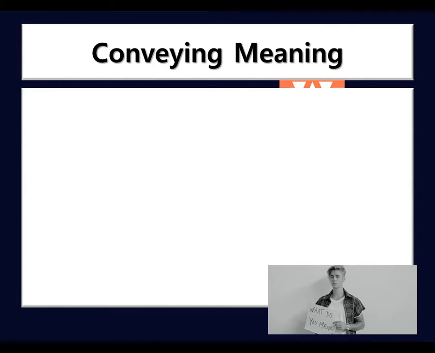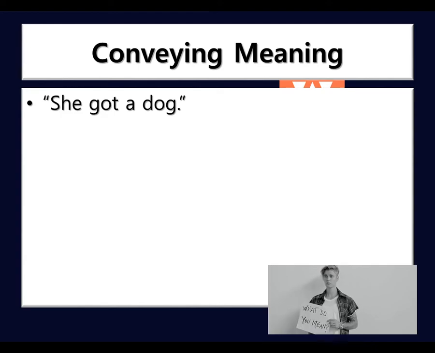So when we talk about intonation and pitch and linking, which we'll get into a little later, this helps convey meaning in what we say. For example, she got a dog. She got a dog. As we mentioned before, word stress and sentence stress paired with intonation put together a spoken sentence. So, she got a dog.